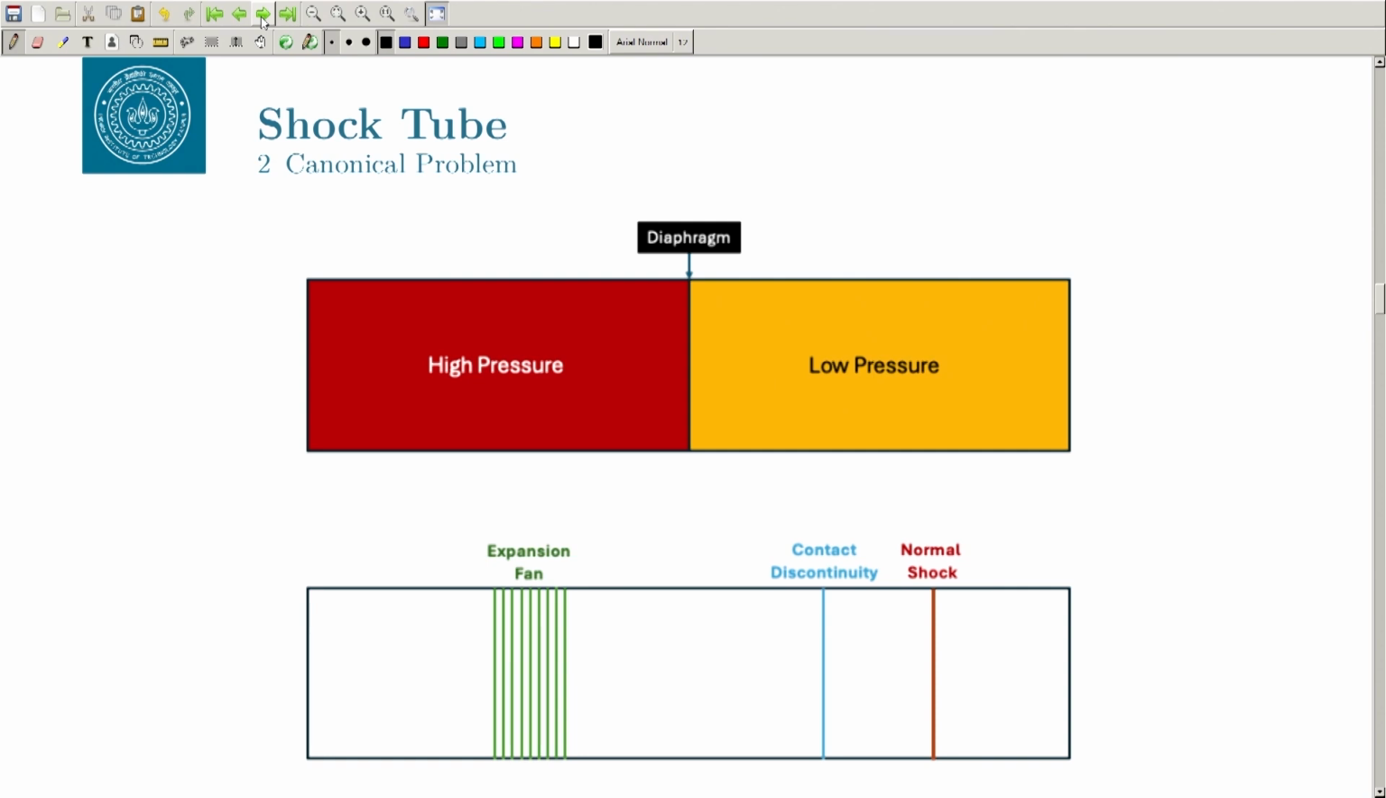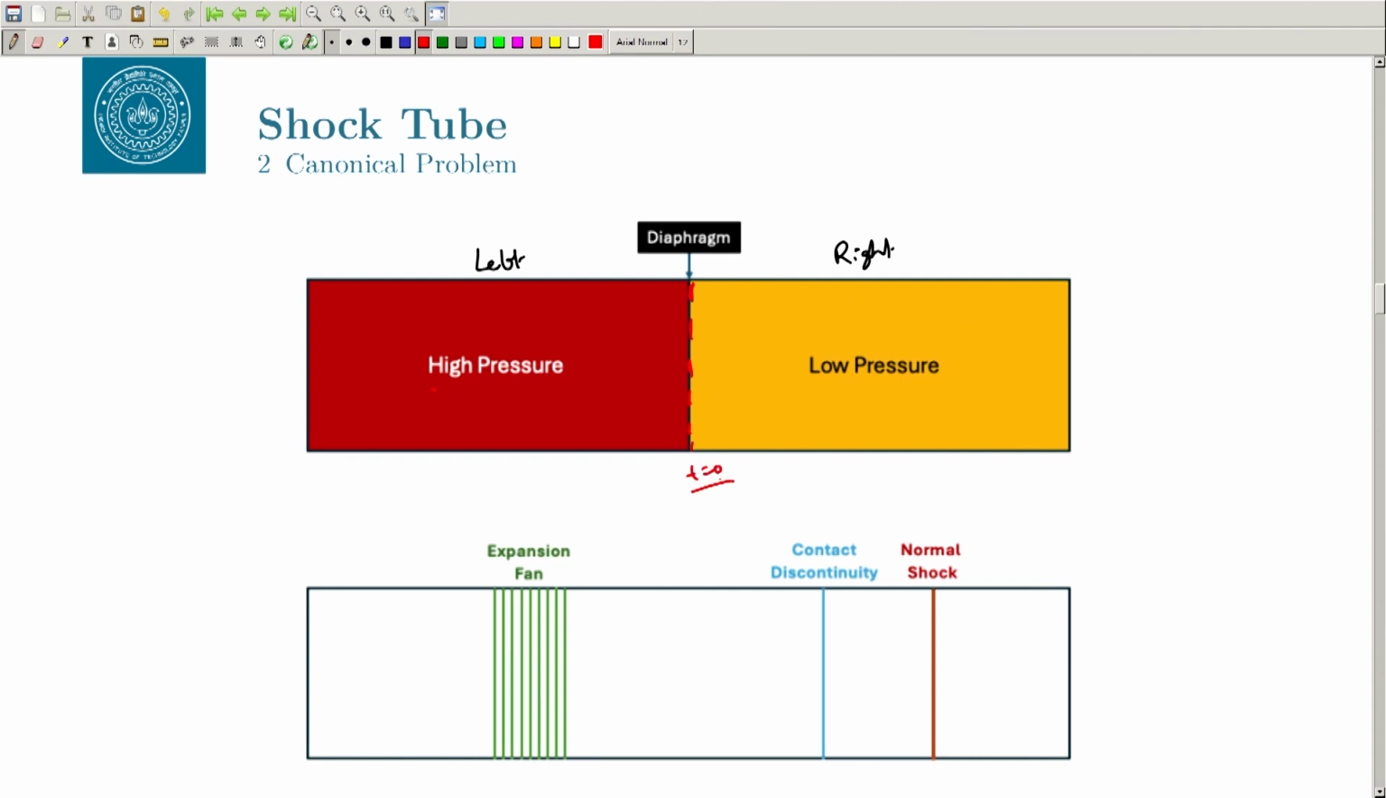This is the shock tube problem that I just described. On the left hand side, I will call this left and this is right, and in between you have this diaphragm. This is my diaphragm, and this is the initial condition. You put the pressure very high on the left hand side and low on the right hand side, because of the very high pressure differential. So, what will happen is that at t equal to 0, the diaphragm will burst.